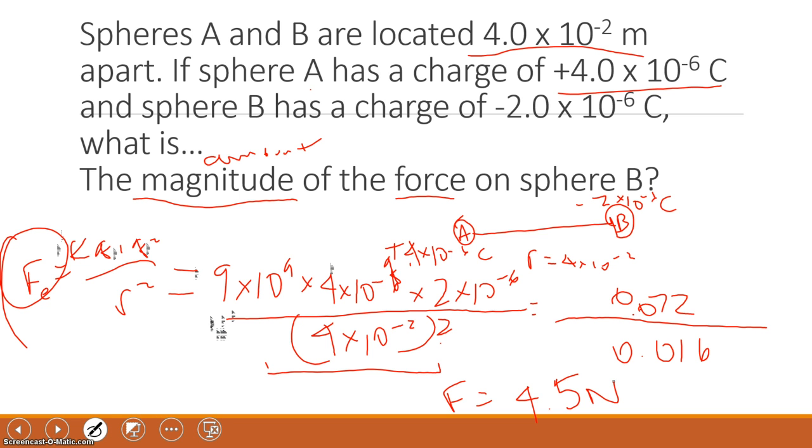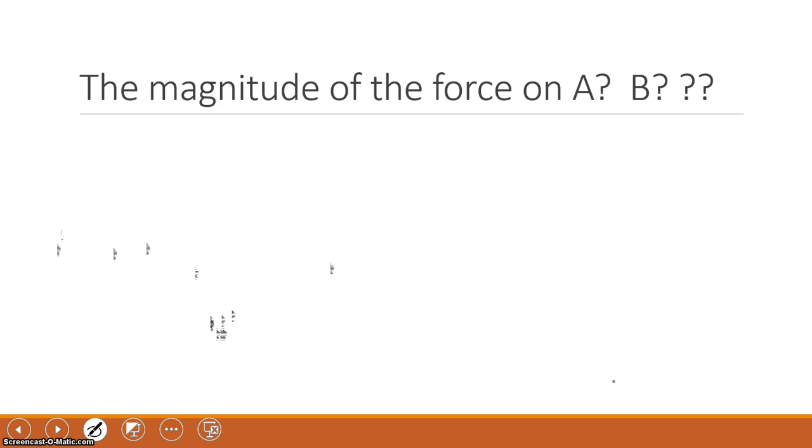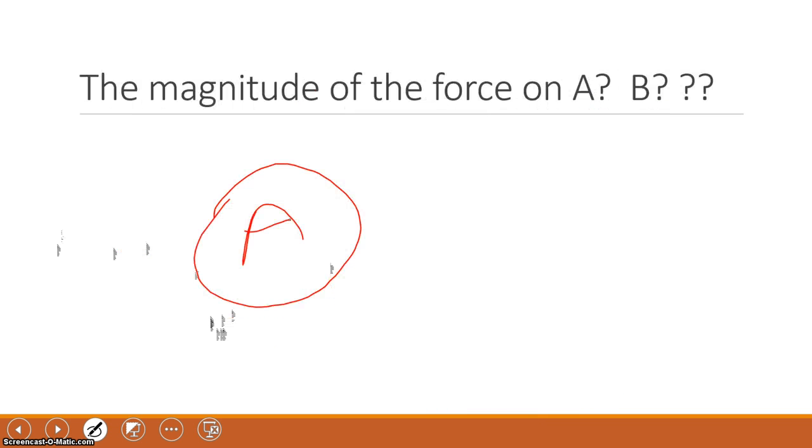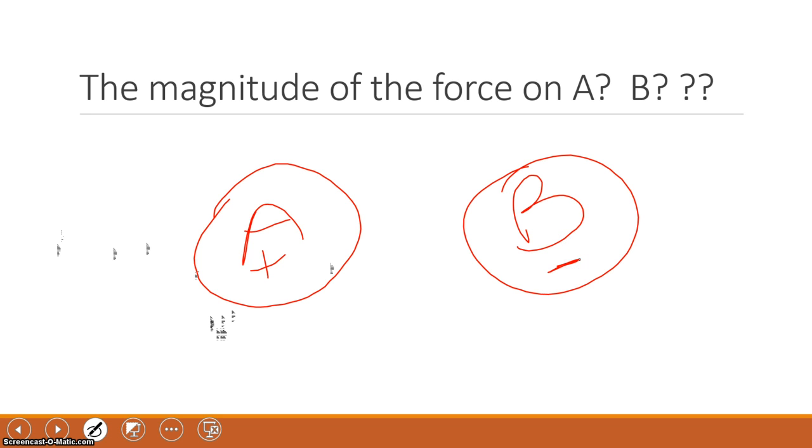And I want to address the second part of the question. What is the magnitude of the force on A, the magnitude of the force on B? Okay, well, here's the truth. A was a positive charge, B was a negative charge. So A was this positive charge, here's B, some negative charge. They are attracted to each other. A is attracted to B, and B is attracted to A. The force that A feels is 4.5 newtons. The force that B feels is 4.5 newtons.